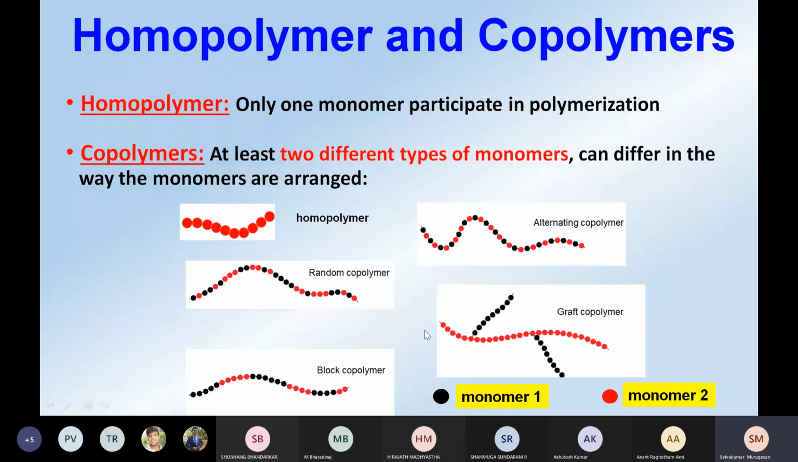And we do have graft copolymers, where the main chain is made up of monomer 1 and the side chain is made up of monomer 2. Each has distinct characteristics and properties. Usually you get these different variant copolymers using different polymerization techniques and different catalysts, which lead to the formation of different arrangements like alternating, random, graft, or block copolymer.